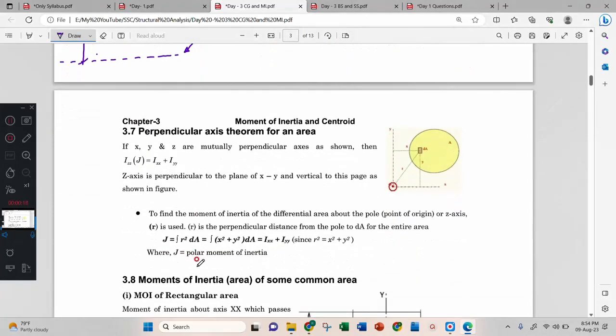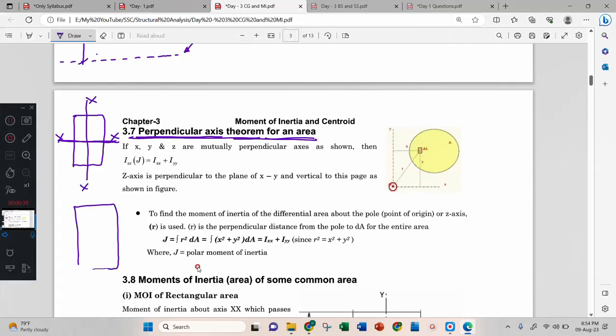Right? Next we have the perpendicular axis theorem. Perpendicular axis theorem, many students will get confusion here. This is an x-axis and this is called a perpendicular. No, this is not the perpendicular axis to this one. Perpendicular means perpendicular to the sheet, that I cannot show here. Okay, perpendicular to the sheet.